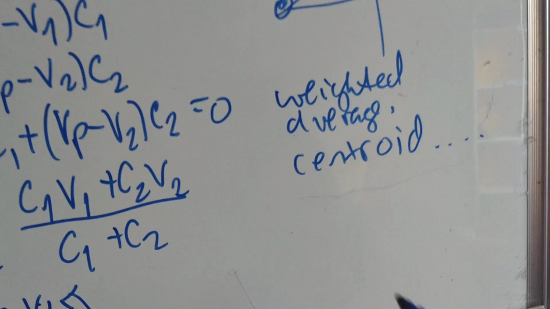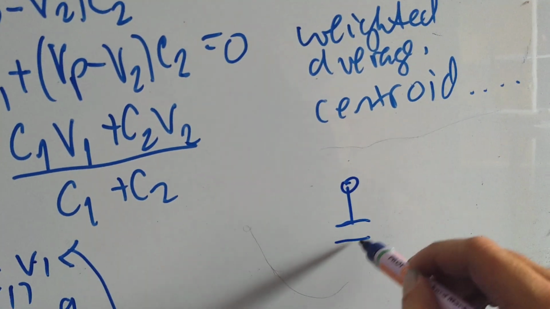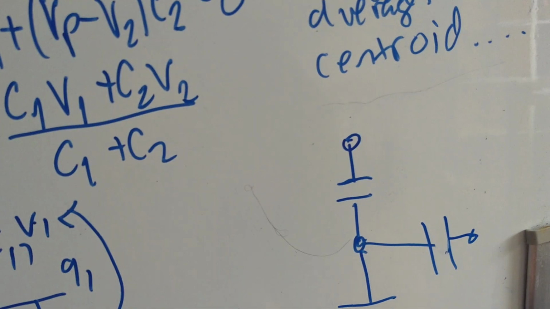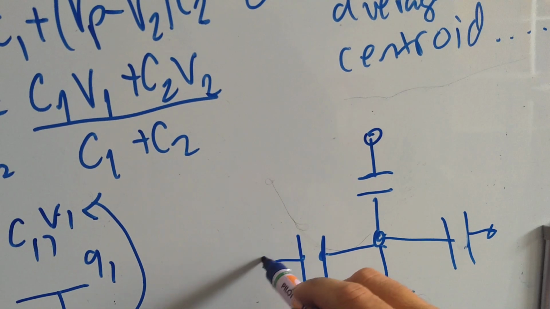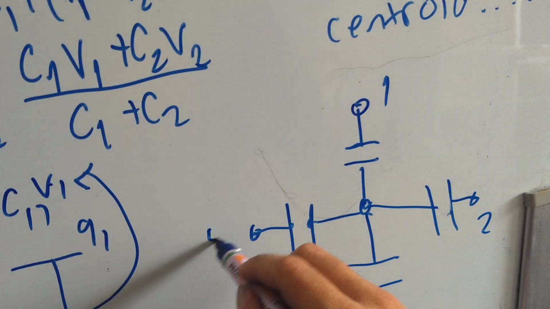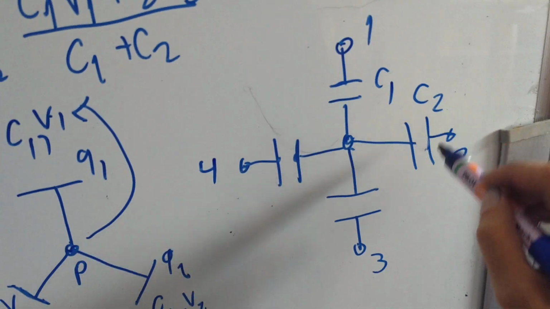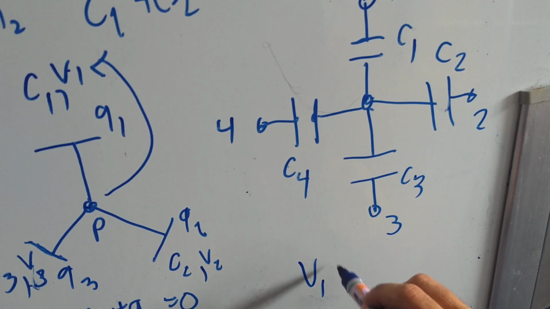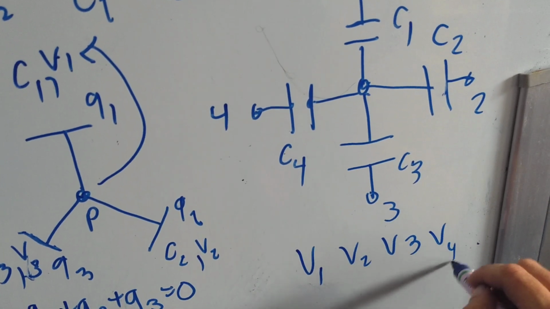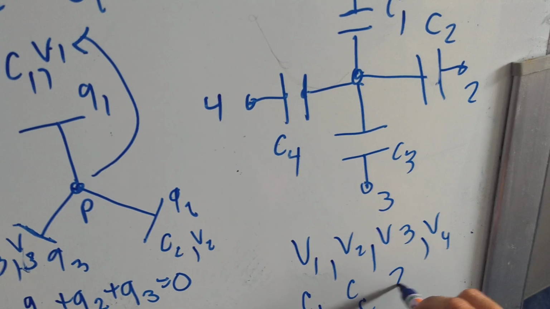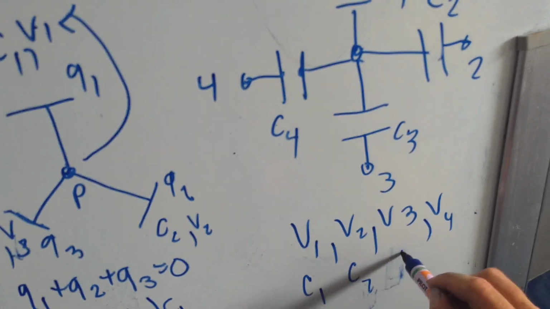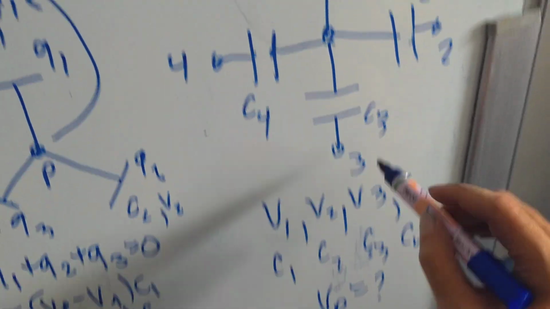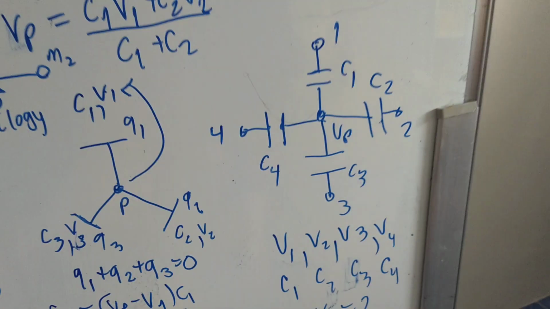Why don't you do this version of it? We have now something like this. Go ahead and solve this as practice and explore that mechanical analogy a bit more. I'm given these voltages, V1, V2, V3, V4, and capacitors C1, C2, C3, C4, and you must find VP in the center. What is this point here? Go ahead and do this problem.